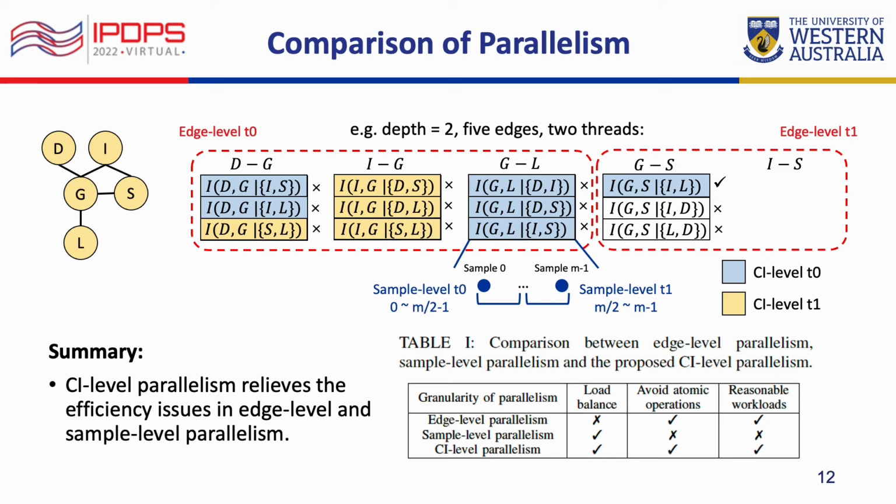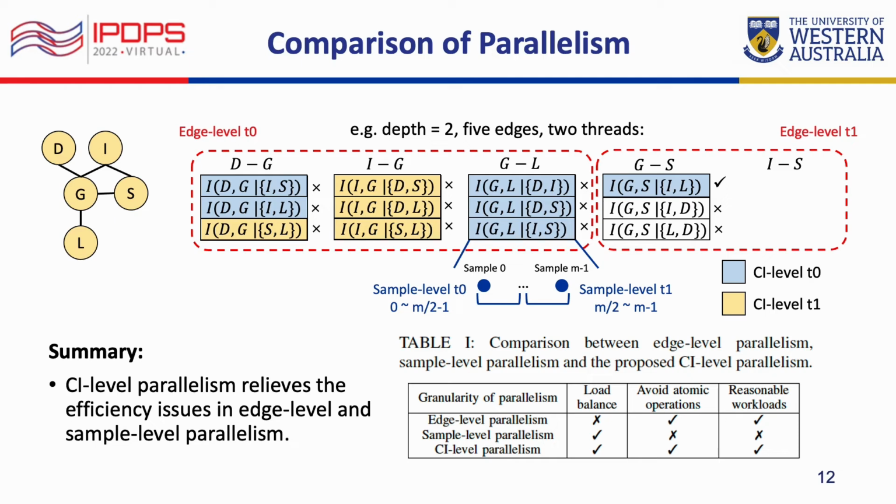For CI-level parallelism, a thread is never bounded to a fixed edge. When the processing of an edge is finished, the thread turns to process the CI tests of other edges immediately, without waiting for other edges to be finished, and thus, it can better schedule the workload among threads.